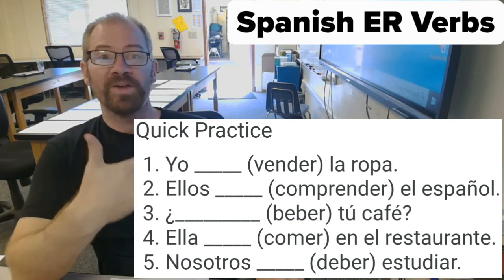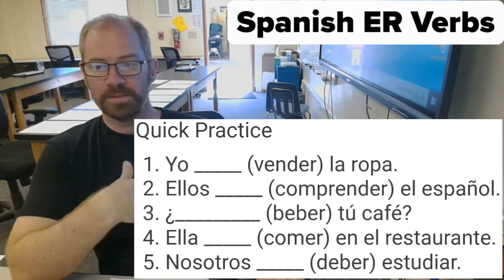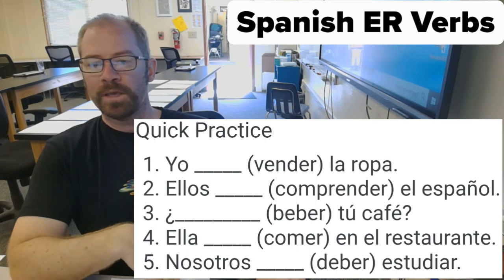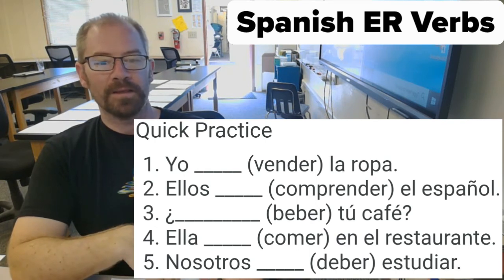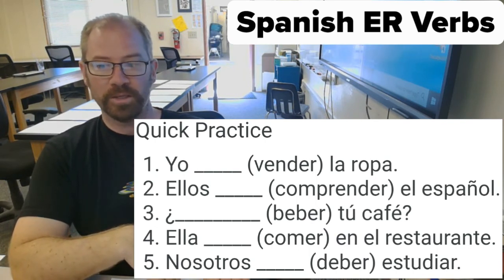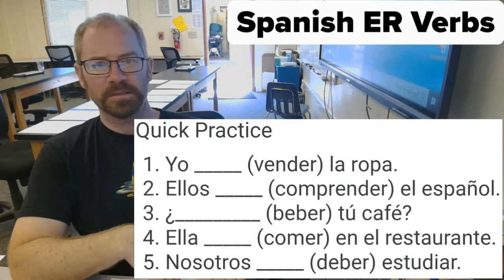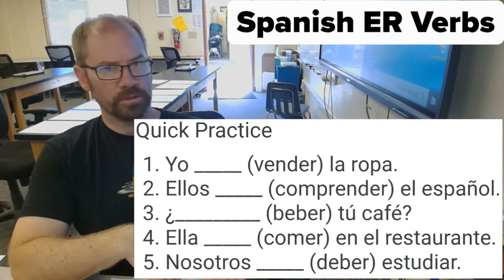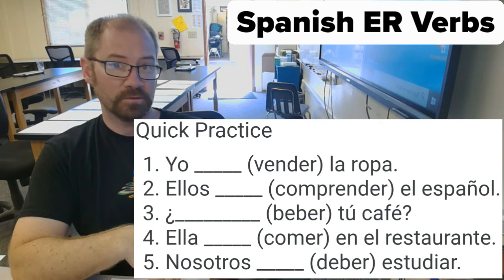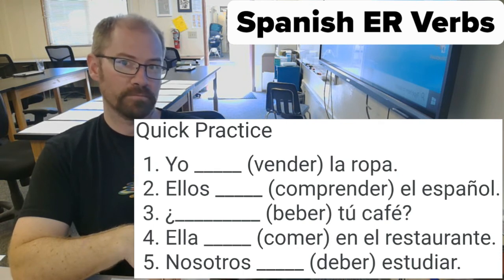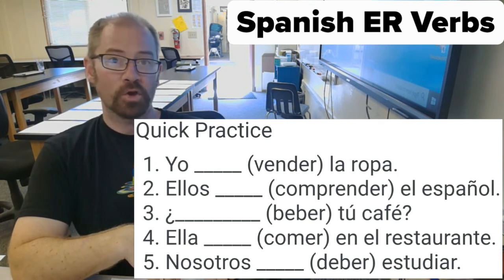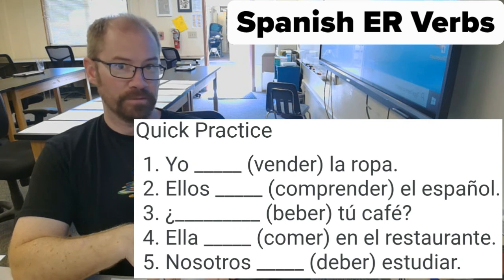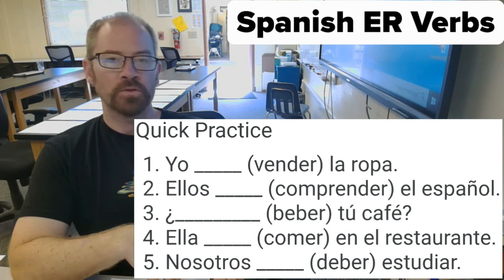Number 1 would be yo vendo la ropa. So that means I sell the clothing. Number 2, ellos comprenden el español. They understand Spanish. Number 3, ¿bebes tu café? Do you drink coffee? And I know that the bebes is in the tú form because of the tu right after it. Número 4, ella come en el restaurante. She eats in the restaurant. And then number 5, nosotros debemos estudiar. We should study.